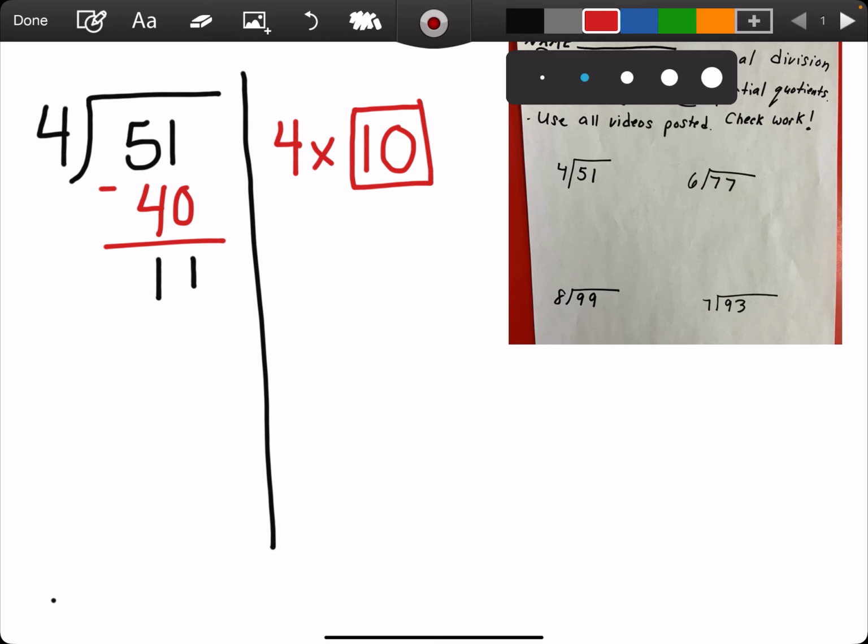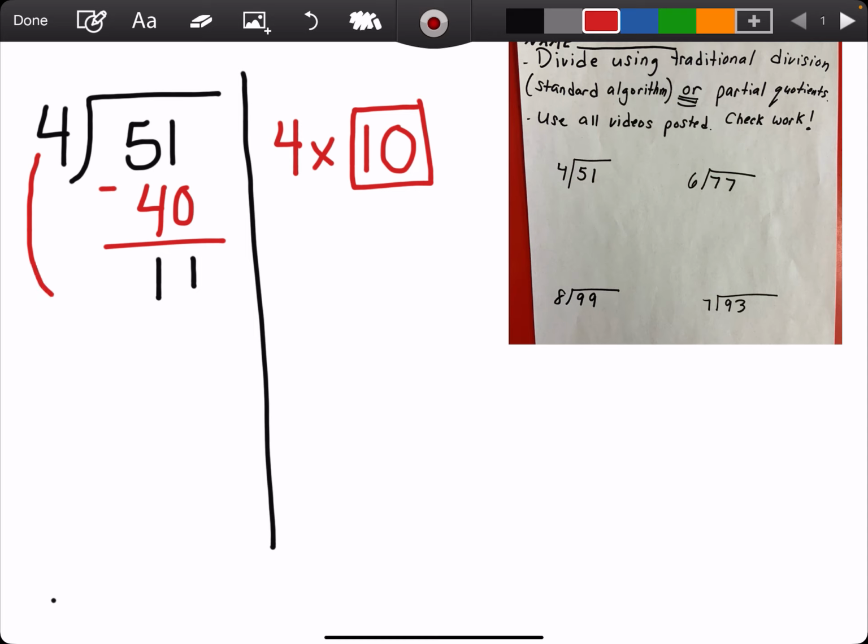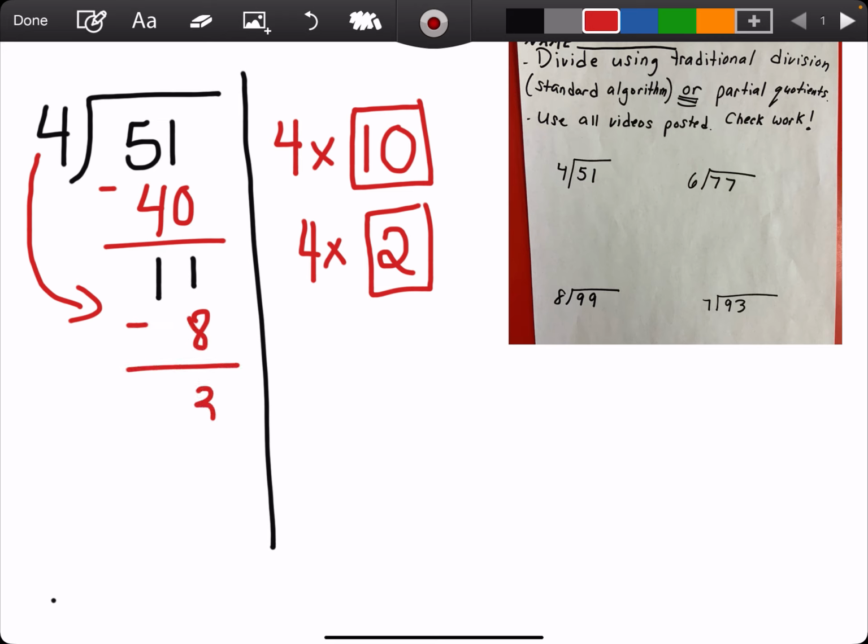So now I have to go back and say, okay, 4 times what is going to come close to 11 without going over? Well, I can't do 10 again because that's 40. 4 times 1 is 4, times 2 is 8, times 3 is 12. That's too far. So I can't do 3. 4 times 2 is 8. So 2 groups of 4. I subtract, 11 minus 8 is 3.